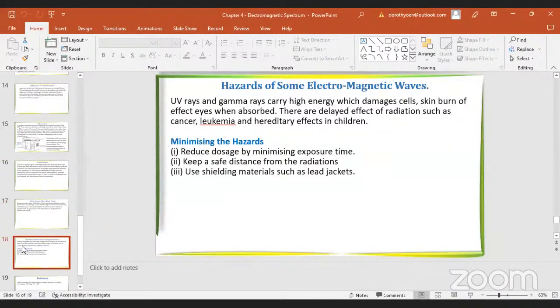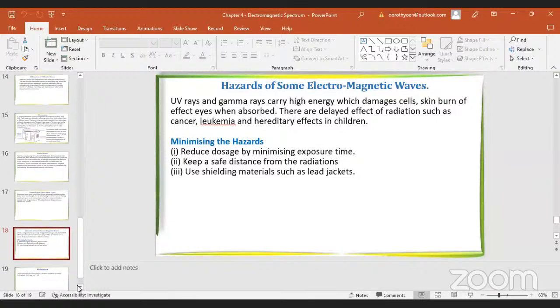Hazards, yes, I needed to talk about hazards of electromagnetic waves, not all of them. We have the UV, gamma, and X-rays. The hazards: they damage cells, skin burns, which can lead to skin cancer. Minimizing the hazards is indicated there. Reduce the dosage. Yes, I think that is all.